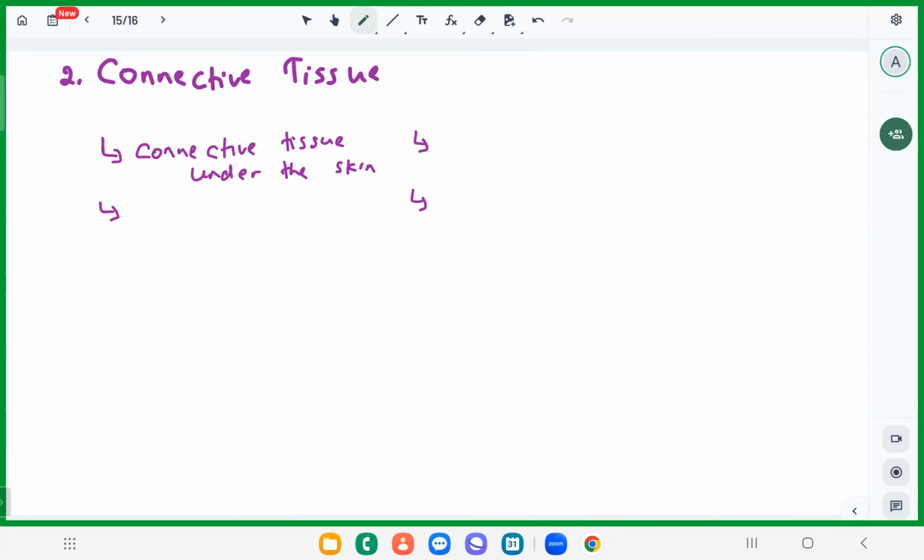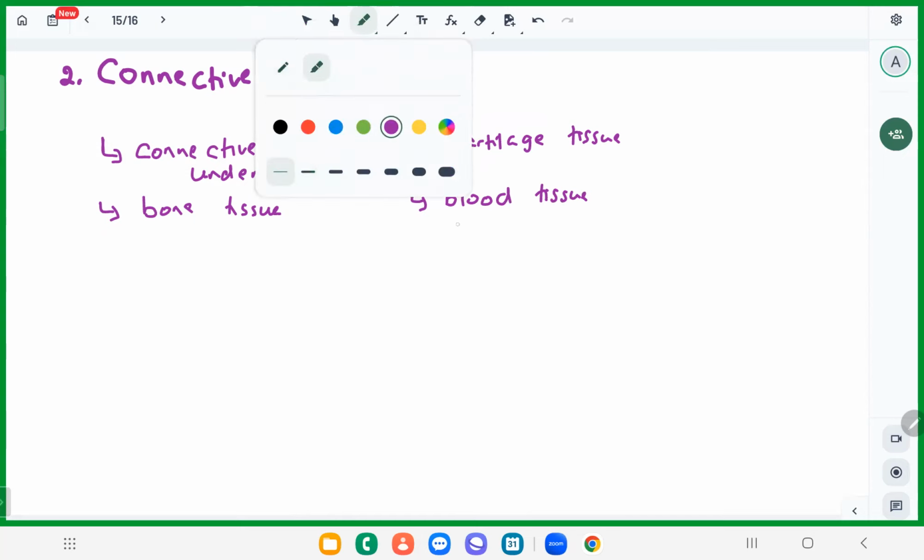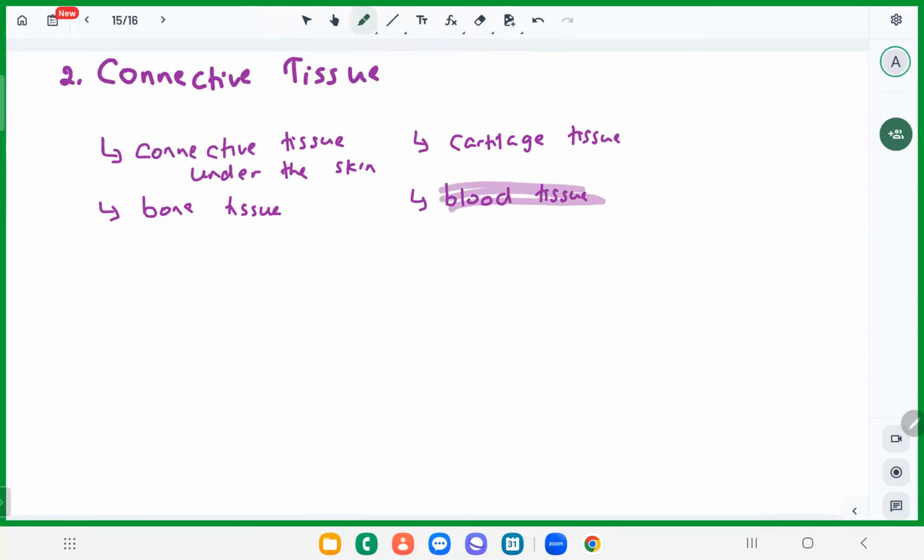So we have that for connective tissue, and we have bone tissue. Our bones are also considered as connective tissue, and we have cartilage tissue. And the final connective tissue is the blood tissue. And in our syllabus, we are concentrating on the blood tissue only. So we're not going to go into detail about the other three types of connective tissue, but rather just into the blood tissue.